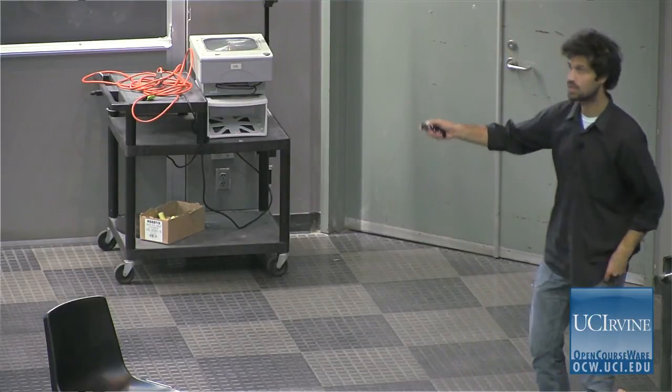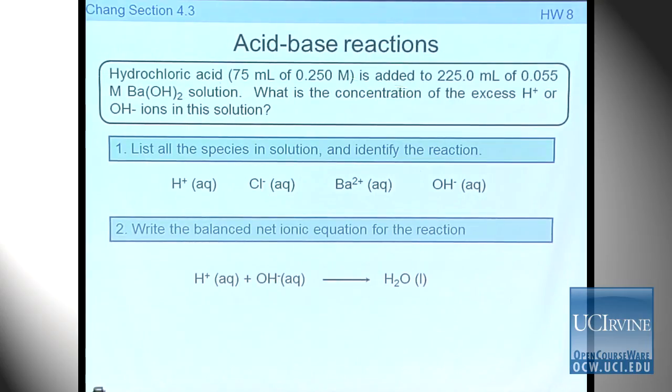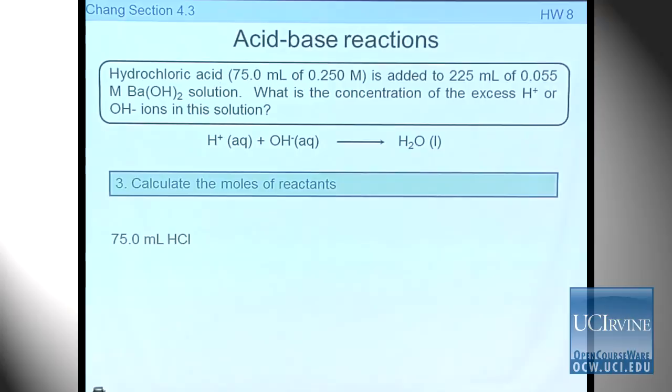What other information should be obtainable from the information here? So here it is. I'm looking at calculating how many H pluses I have from the amount of hydrochloric acid that I have. This is the volume. I convert the volume to liters, and I multiply that by the molarity of HCl, which is 0.25.